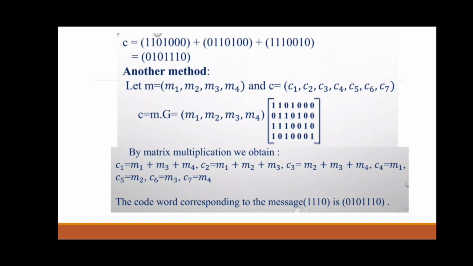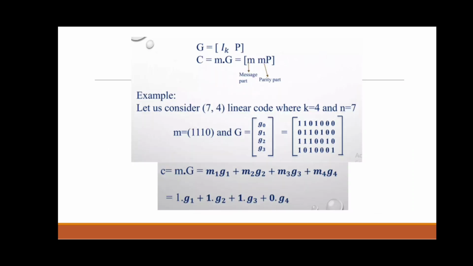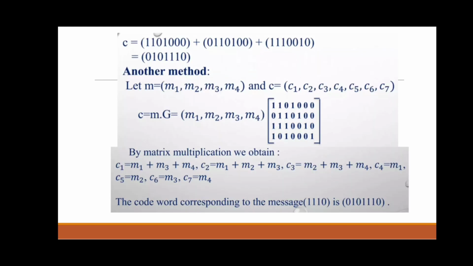Similarly, C2 is equal to M1 XOR M2 XOR M3. C3 is equal to M2 XOR M3 XOR M4. C4 is equal to M1. C5 is equal to M2. C6 is equal to M3, and C7 is equal to M4. After putting the values of M1, M2, M3, M4 from the question, M is equal to 1 1 1 0, we will get the output as 0 1 0 1 1 1 0.